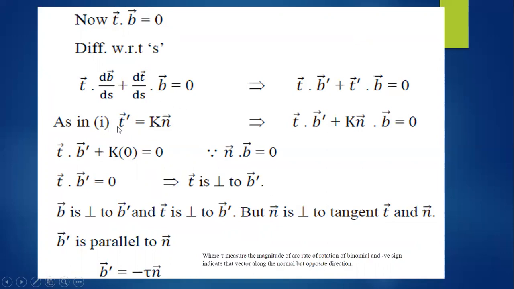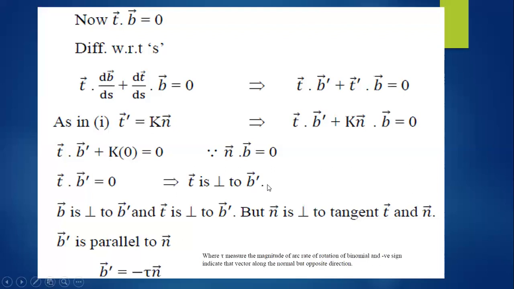As we know that T prime is equal to kappa N, substitute this term from here. So T dot B prime plus kappa N dot B is equal to 0. Here the dot product N dot B must be 0. So we are left with T dot B prime plus kappa times 0 is equal to 0. So we have T dot B prime is equal to 0. Thus T is perpendicular to B prime.